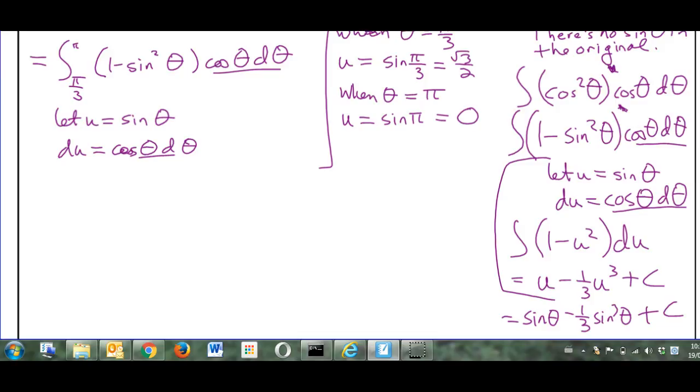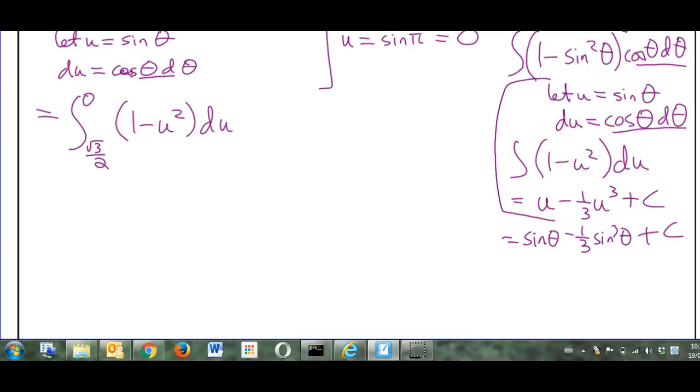So what we're now going to say is: the definite integral, when theta is pi over 3, u is root 3 over 2, to pi, when theta is pi, then sine theta is 0, of 1 minus u squared du.